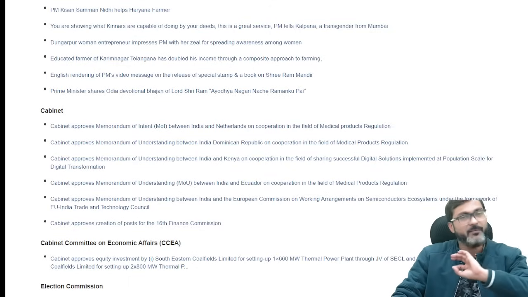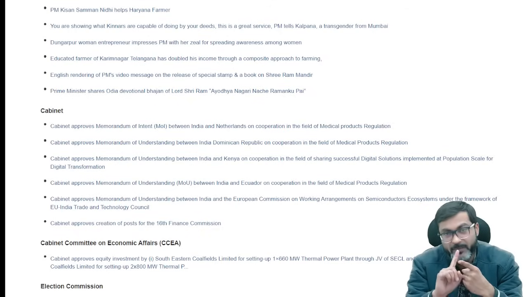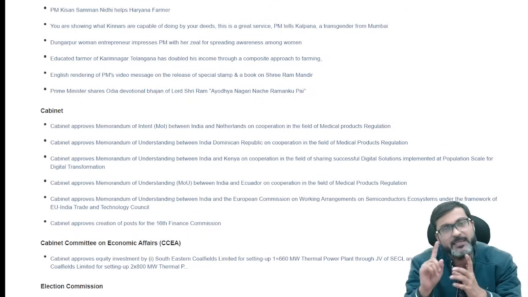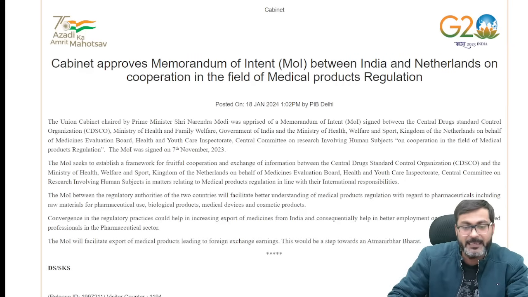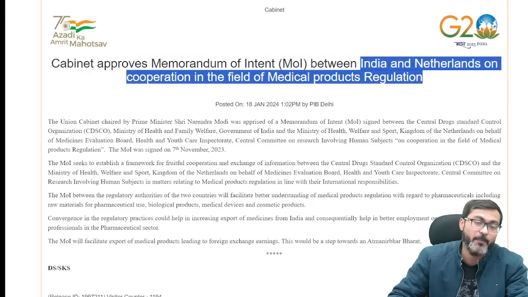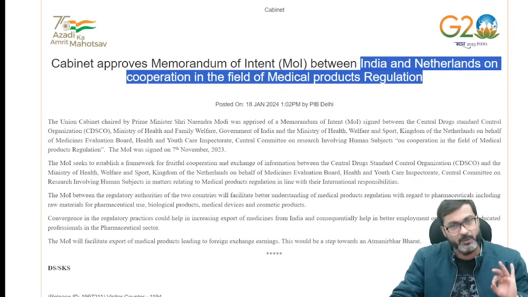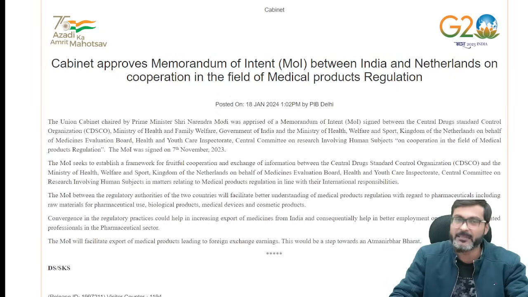Now, in MOU, I have explained this a lot of times. What you have to note is between which country or among which countries the MOU has been signed, and what is the objective of that particular MOU. For example, if I open number one, India and Netherlands on cooperation in the field of medical products regulation. The question will come from this only: with which country has India signed an MOU in the field of medical products regulation? The answer would be Netherlands, right?